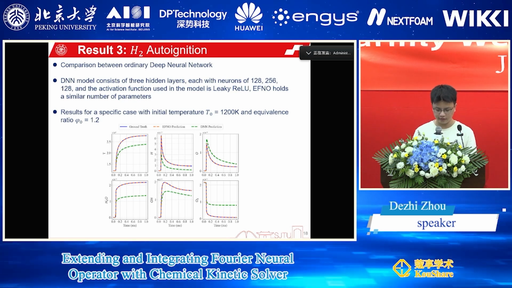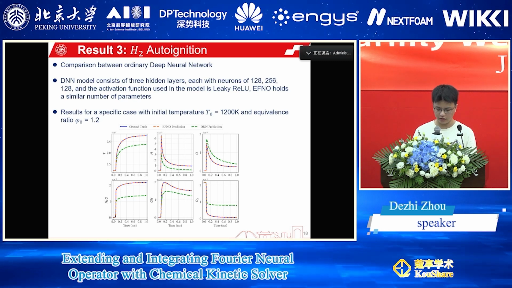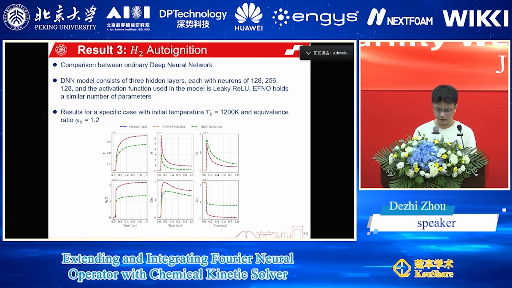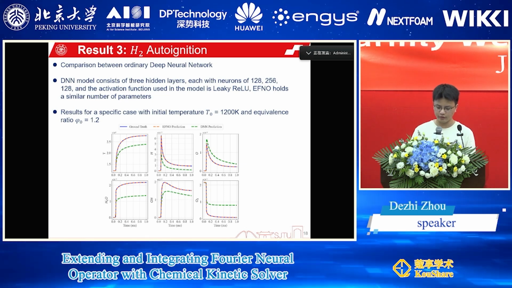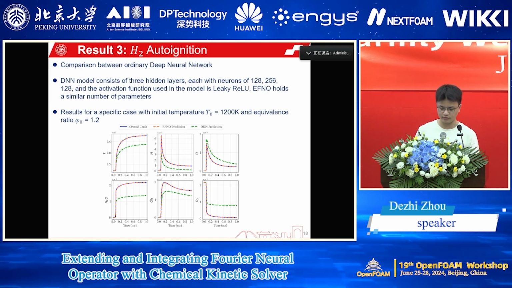So as shown in the next figure, the results of these chemical species and the DNA model fail to predict a very good performance, and our model can achieve better performance compared with it.